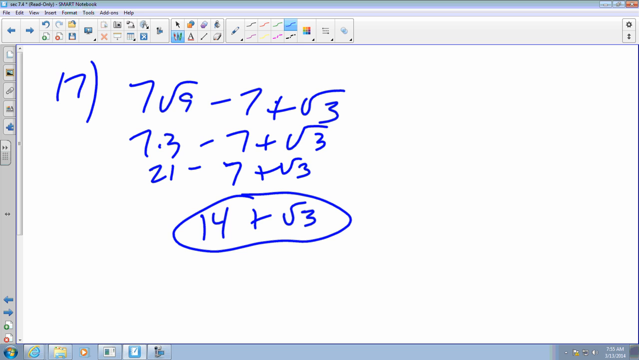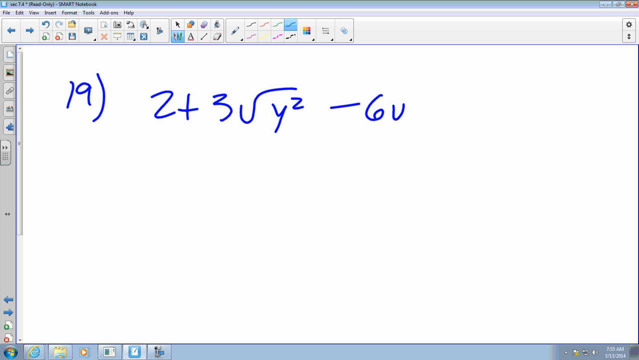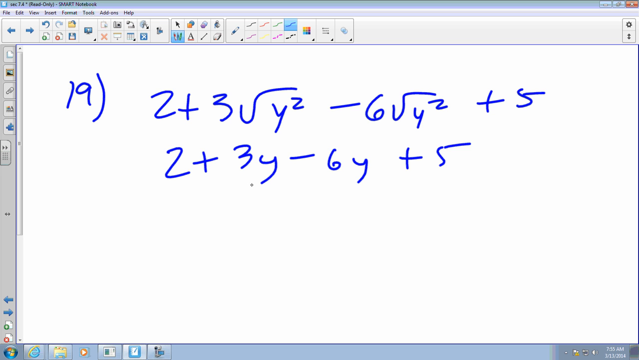After 17, let's do number 19. 2 plus 3 square root of y squared minus 6 square root of y squared plus 5. Let's simplify the square roots of y squared. I get 2 plus 3y minus 6y plus 5. We can put these two together, and we can put these two together. So let's do that. I get negative 3y plus 7. Could you have 7 minus 3y? Of course. Let's move on to 21.